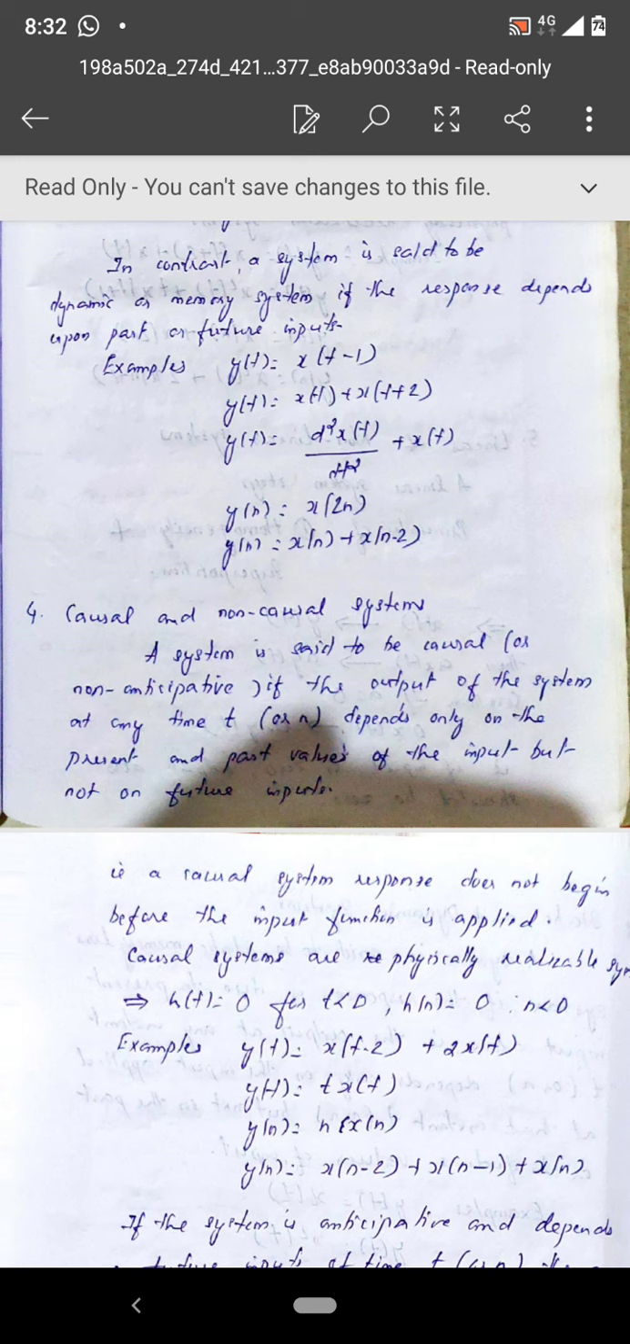values only for t greater than or equal to 0 or n greater than or equal to 0.